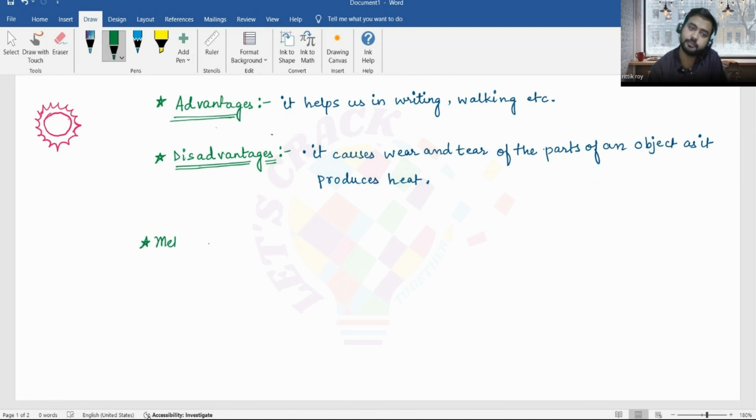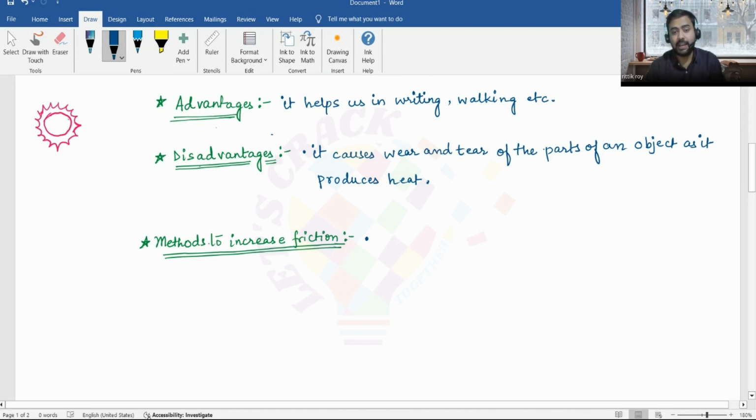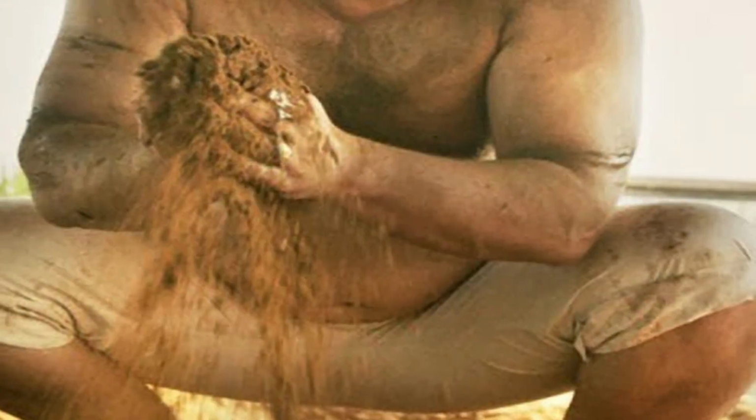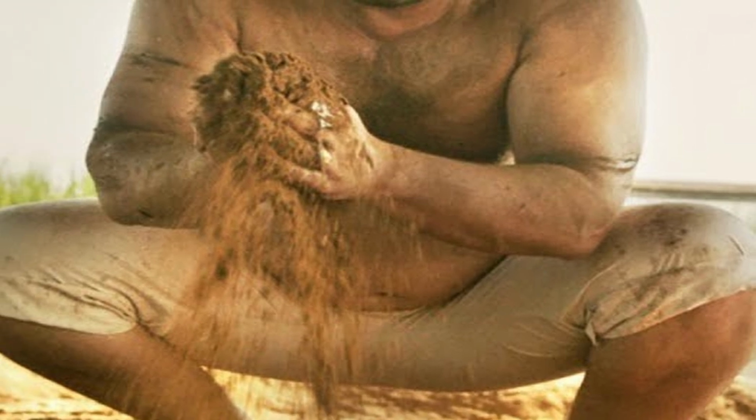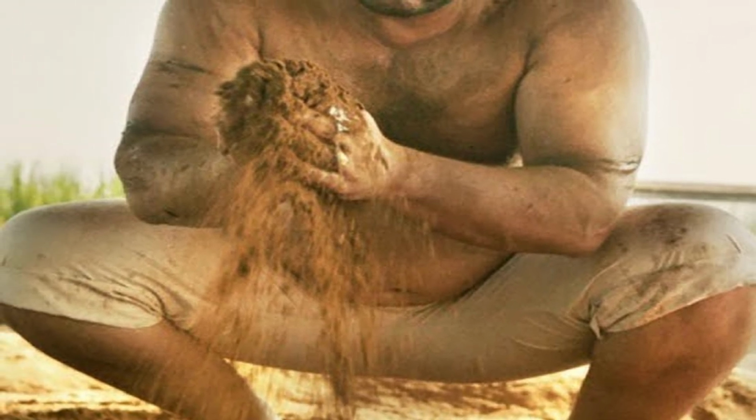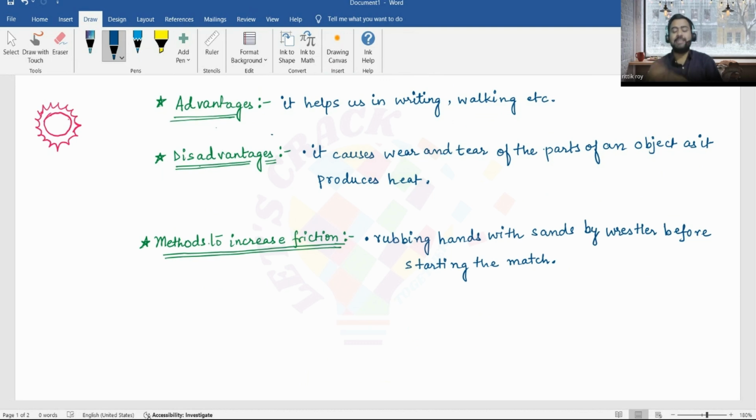Methods to increase friction. The first method is rubbing hands with sand by wrestlers before starting the match. The wrestlers take sand and rub it in both their hands when they are about to wrestle. Why? Because that will increase the friction and they won't slip. Okay.